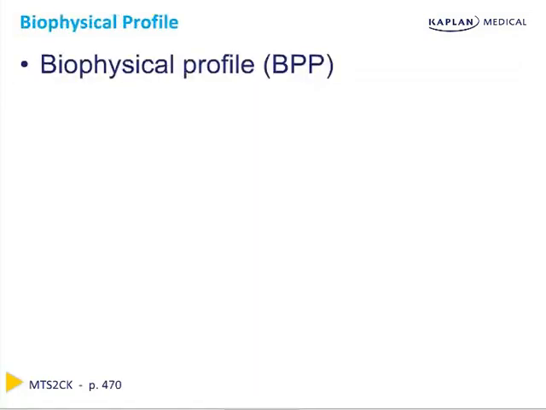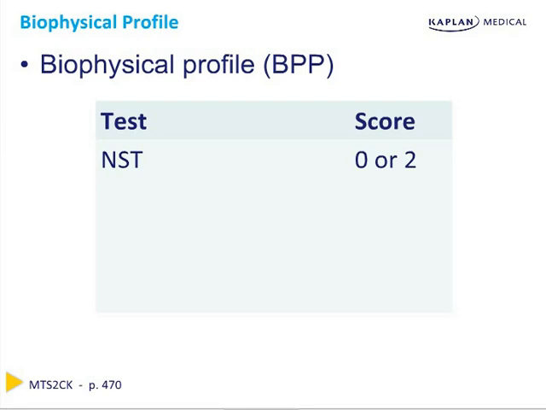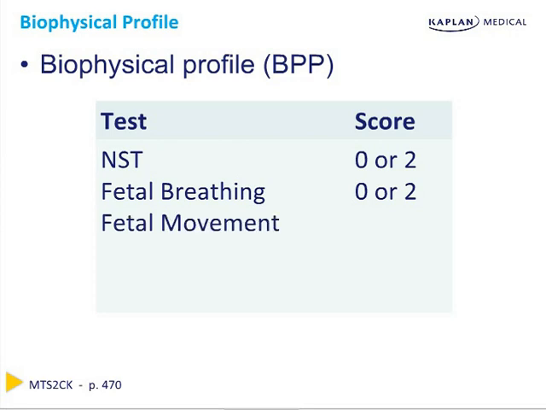Another way to assess fetal well-being is the biophysical profile. There are a number of different tests that are done, and if they are present, they receive a score of 2, if absent, a score of 0. The first component is the non-stress test. It is scored as a 0 if it is non-reactive, or a 2 if it is reactive. Fetal breathing is assessed, and if there's an episode of rhythmic breathing for 30 seconds during a 30-minute observation period, it's given a score of 2.